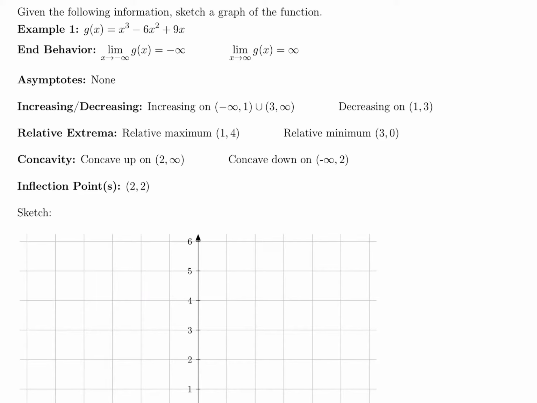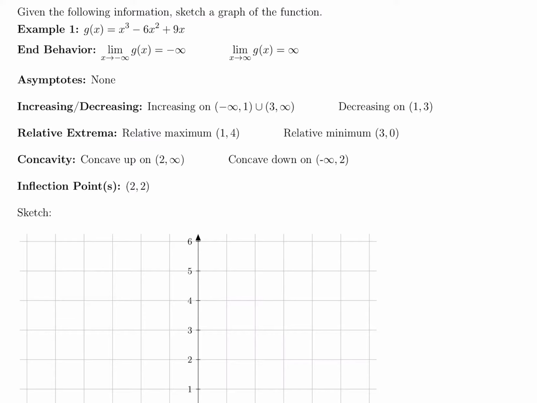In this example, we have a lot of stipulations that need to be met to draw the graph of g of x, which is x cubed minus 6x squared plus 9x. So we are going to use all this information to draw a picture of what this graph looks like, but instead of being a rough sketch, it should be pretty close because we have a lot of information here.